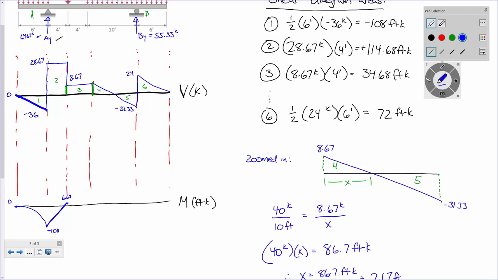Next one. We have area 3 is plus 34.68. So if I'm at 6.68, I go up 34.68. What's that put me at? $41.36, and what's that going to look like? Straight line. A lot shallower because in that same distance, there's less change in shear. All right? Hold on, let me move that. I'm going to need the space.